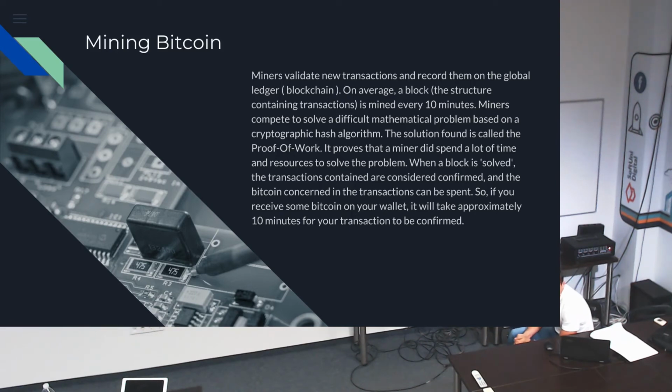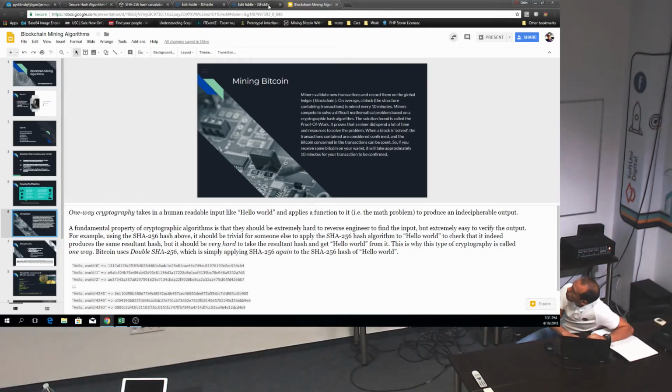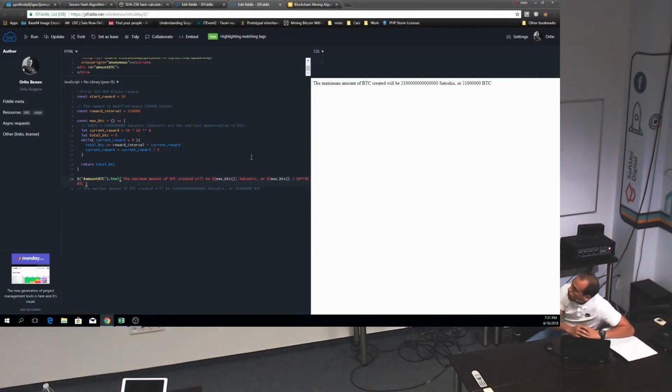When a block is solved or validated, it is added on the blockchain. The transactions are considered to be completed, they are valid, so in the next 10-20 minutes the bitcoins from all the transactions could be spent. We're going to calculate the total amount of bitcoins that are going to be supplied with a simple code.